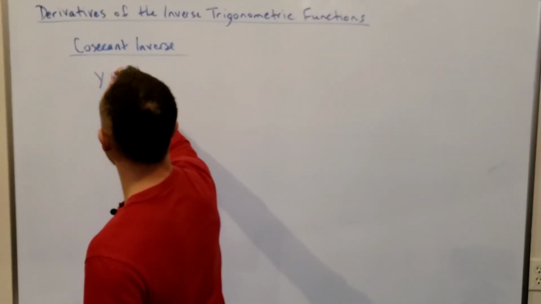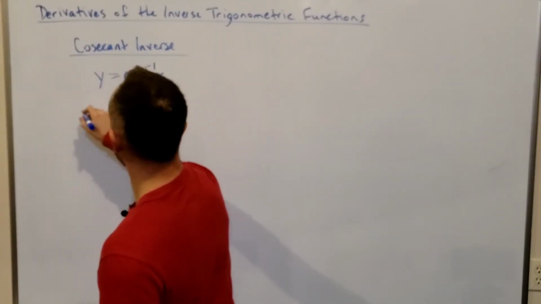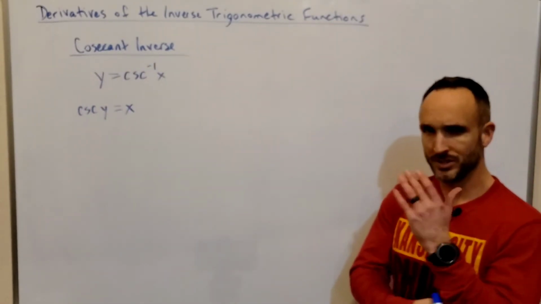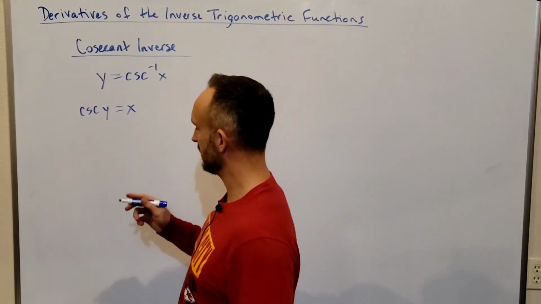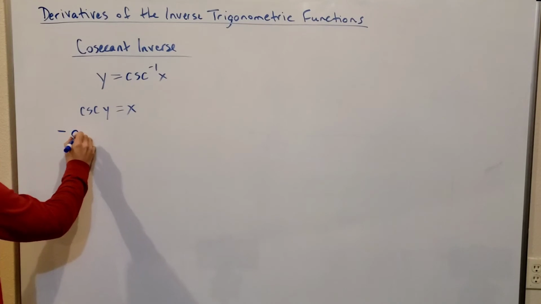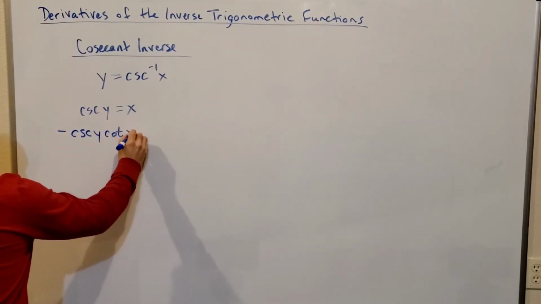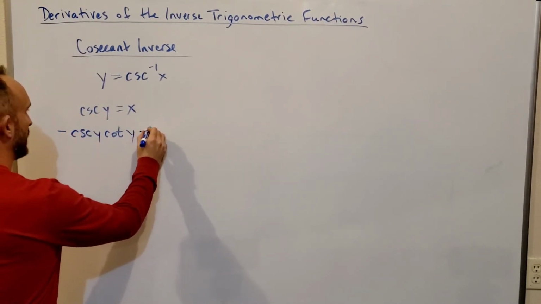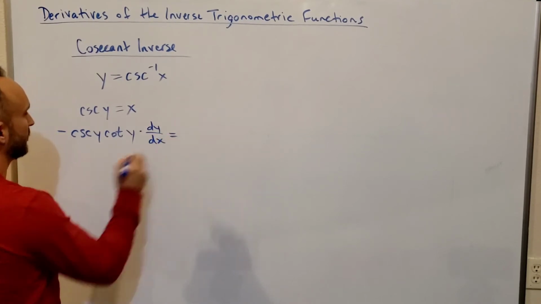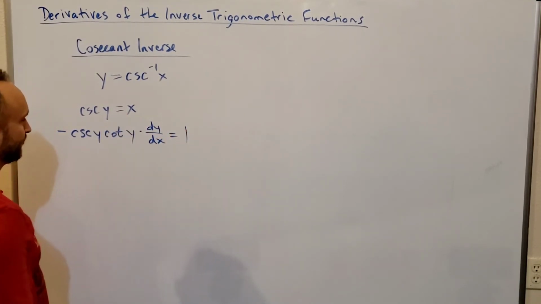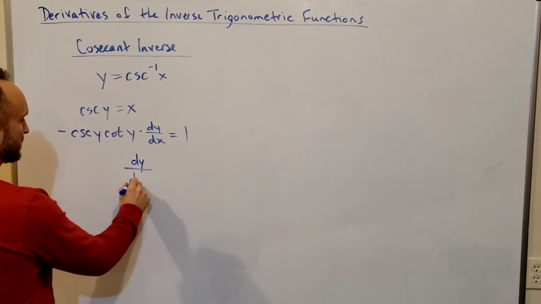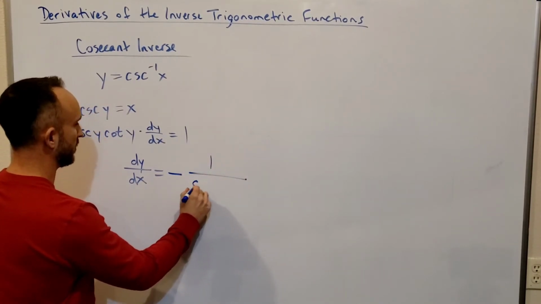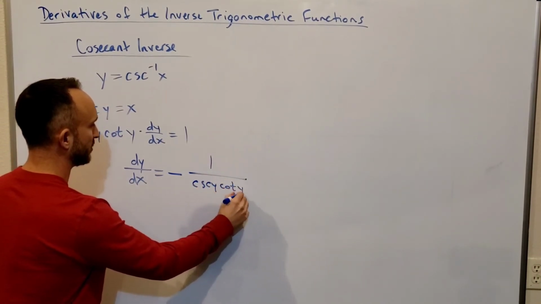So now we're going to say that y equals cosecant inverse of x, which means that the cosecant of y will be x. We'll differentiate both sides. The derivative of cosecant is negative cosecant, cotangent. Of course, the argument is y to both of those, but the chain rule says we have to multiply by dy dx. And the derivative of x is still 1. Thus, dy dx is going to be negative 1 over cosecant y cotangent y.